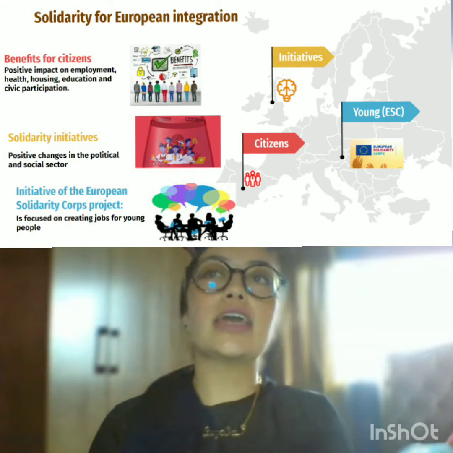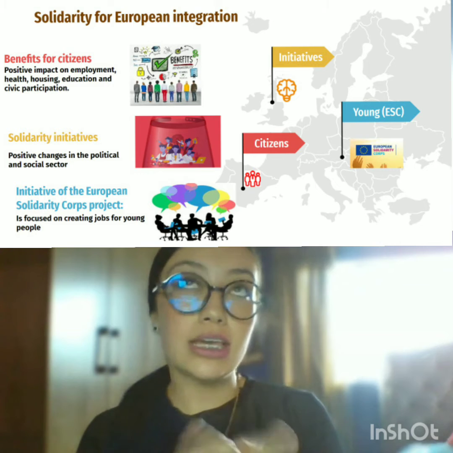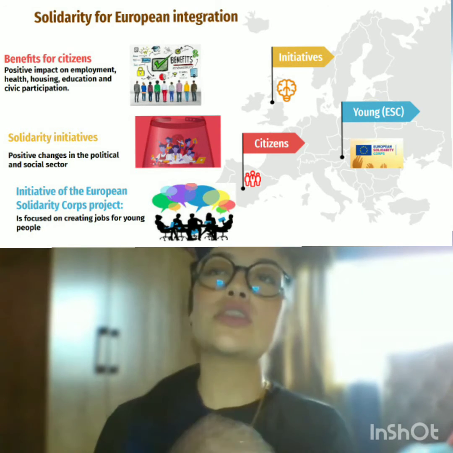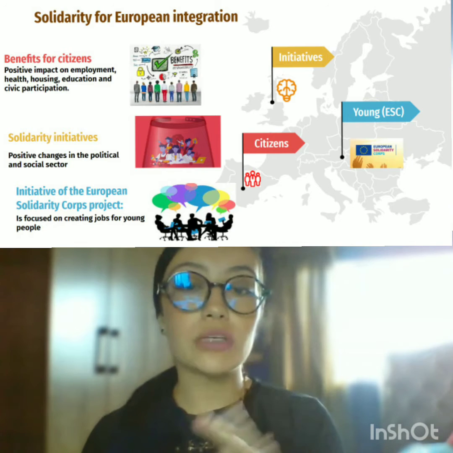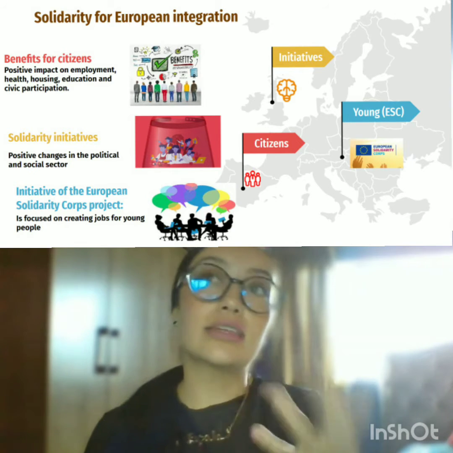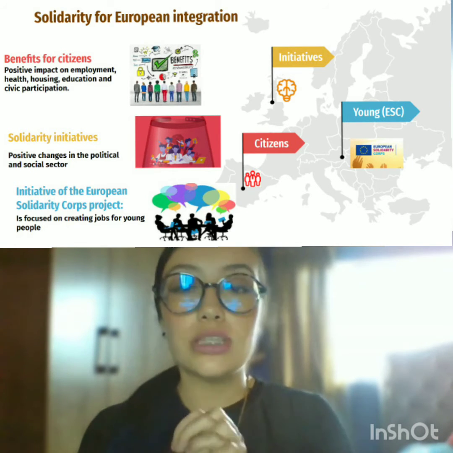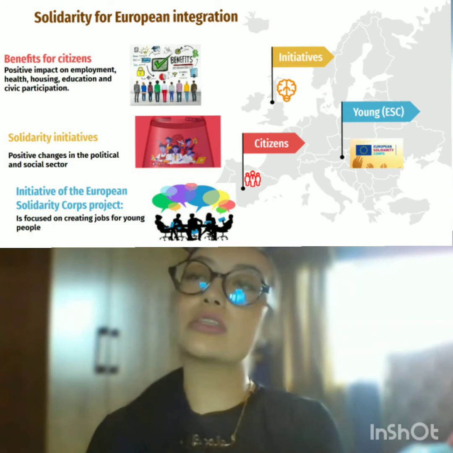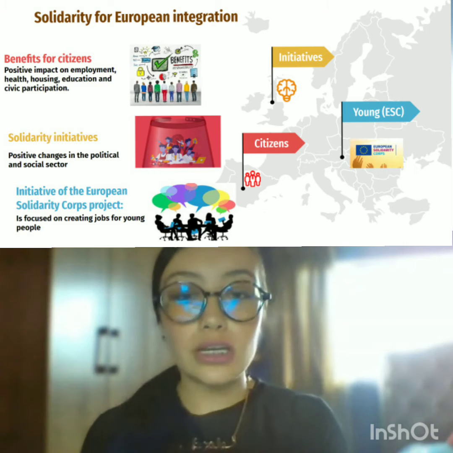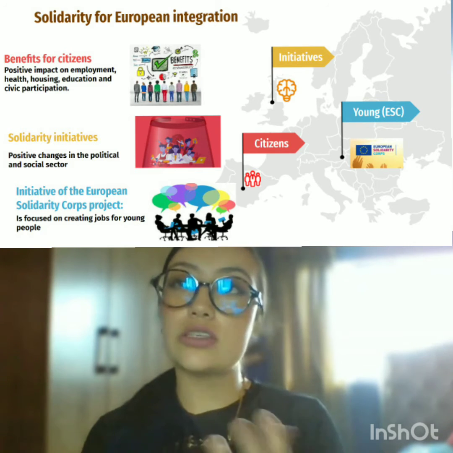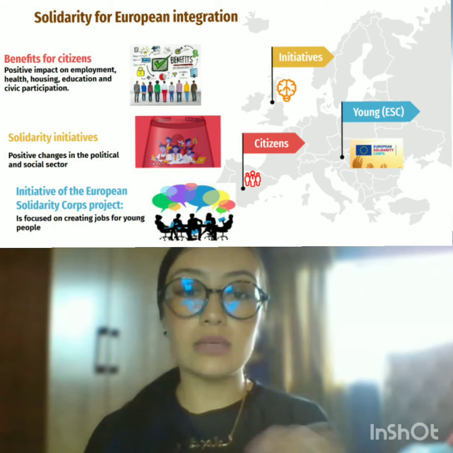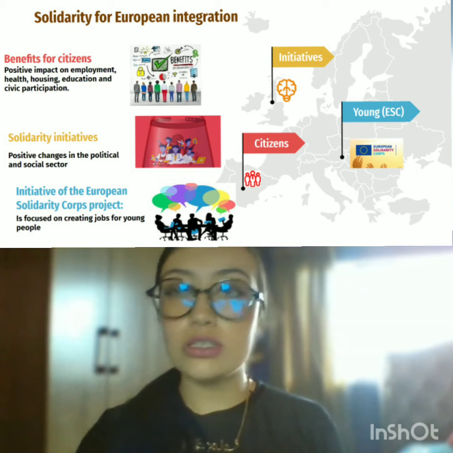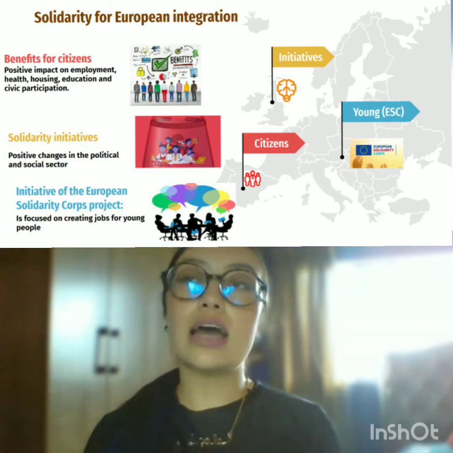The first aspect is solidarity of European integration. In this part, we talk about the three objectives of this aspect. The first is positive impact on employment, health, housing, education, and civil participation. In this part, we talk about initiatives such as internal democracy, transparency, pluralism, recognition, preparedness, and meetings.